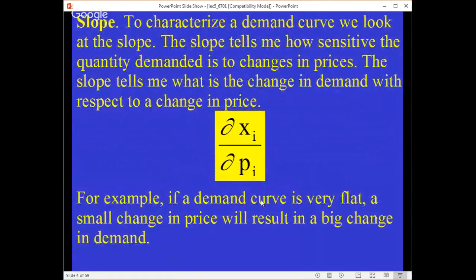So we have that downward sloping demand curve. I take the partial with respect to its own price to get the slope, right? So that's what I have here, the slope of the demand curve. The problem, however, with using slope is that it's unit sensitive. For example, if the demand curve is very flat, a small change in price will result in a big change in demand, and vice versa if it's very steep, right? It would take a large change in price to get even a small change in demand.